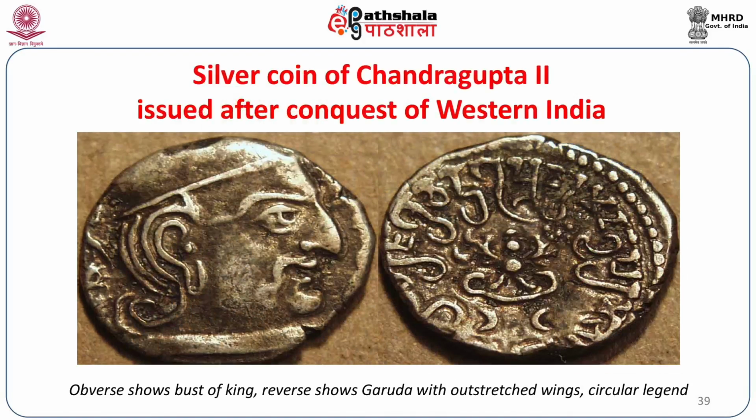This is a silver coin of Chandragupta II issued after the conquest of western India. As I have already discussed, the silver coins of the Guptas were actually modelled after the silver coins of the Shaka satraps, which were in use in the western coast of India. The obverse shows the bust of the king, and the reverse shows in the middle the Garuda with outstretched wings and with a circular legend in the name of Chandragupta II.